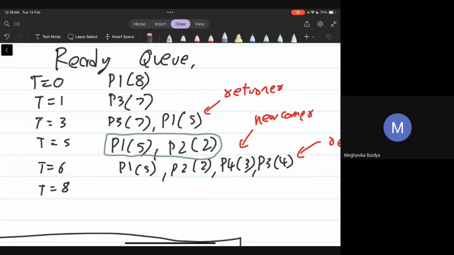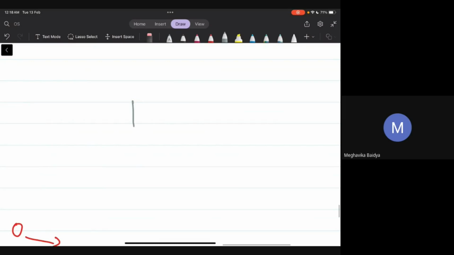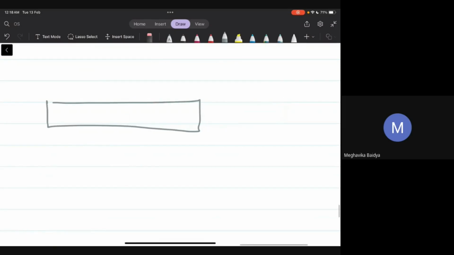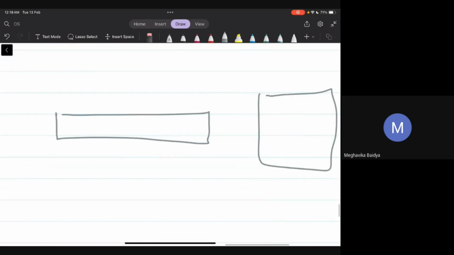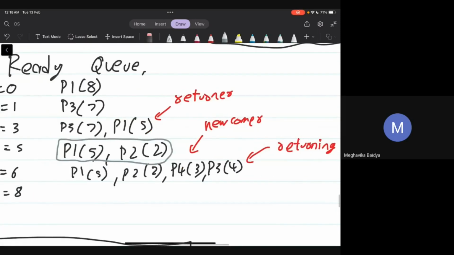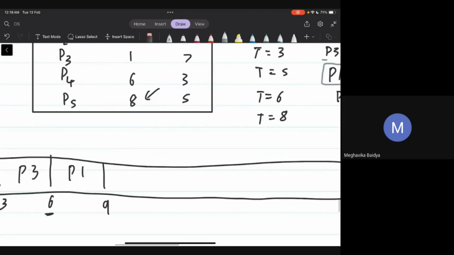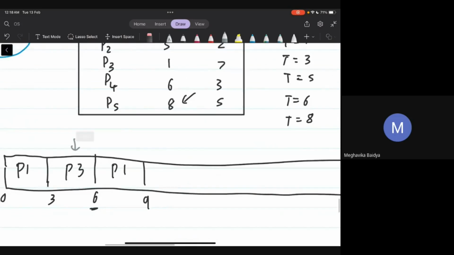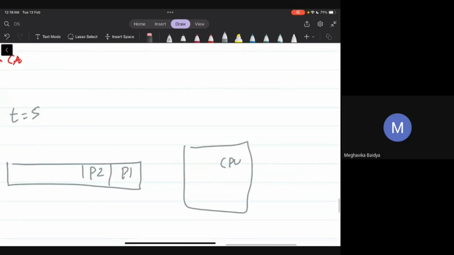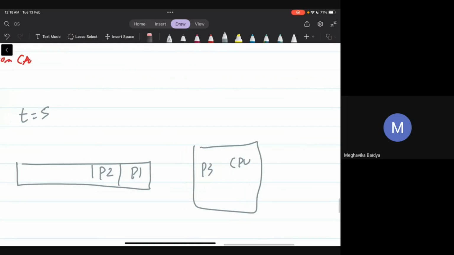Okay, so let's draw this. This is the queue, this is the CPU, and this is at t equals 5. You had P1 already, and P2 came in new, and this is the queue. Inside the CPU, I believe P3 is getting executed. You see P3 was here, getting executed from 3 to 6. So P3 is inside the CPU.